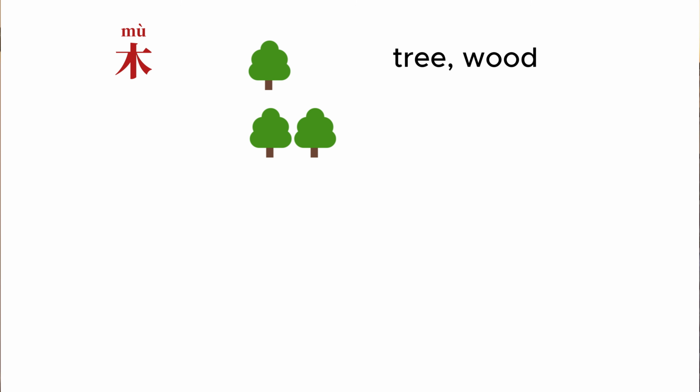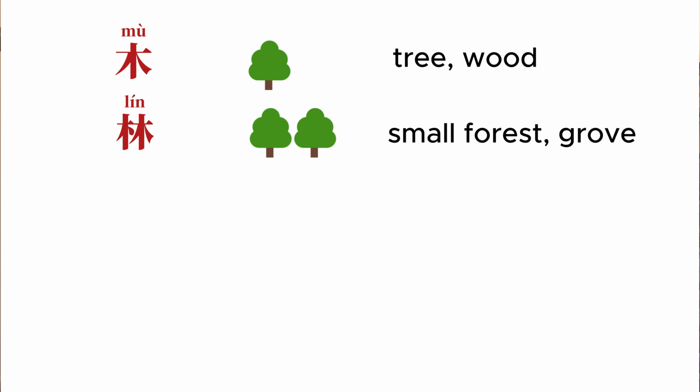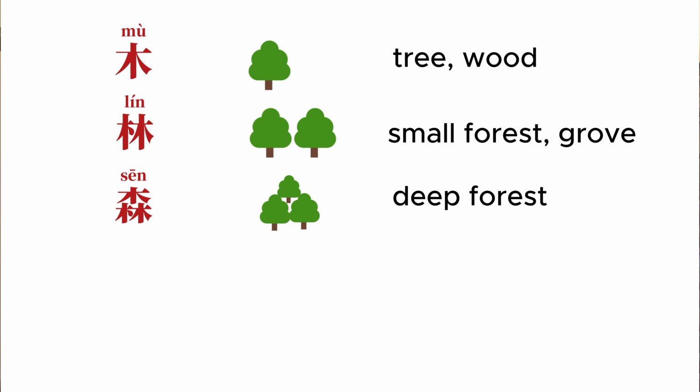Now let's look at another fun group of pictographs. 木. This one looks just like a tree. Two trees together become 林, meaning a small forest or grove. And guess what happens when you add 3 trees? That's 森, a deep forest. You can almost hear the birds and wind in the trees.